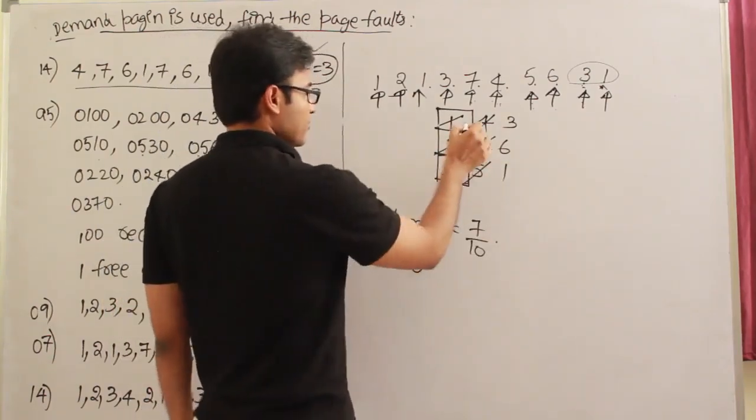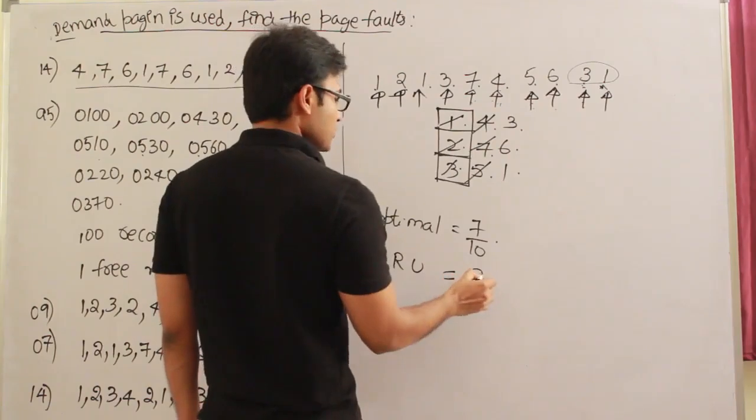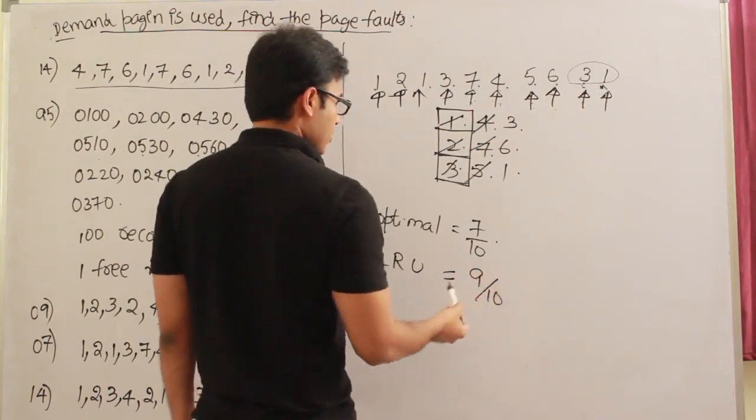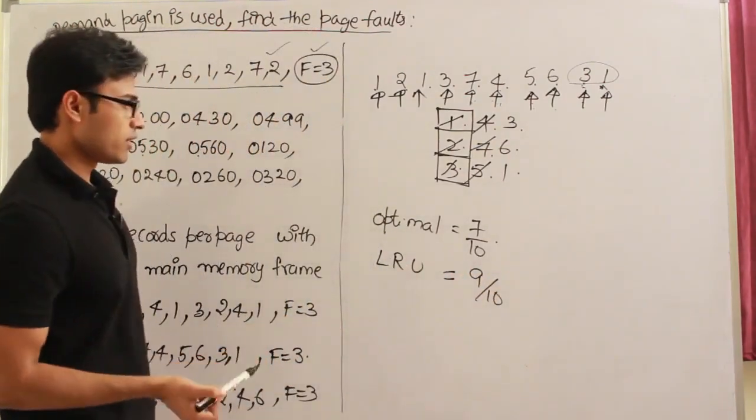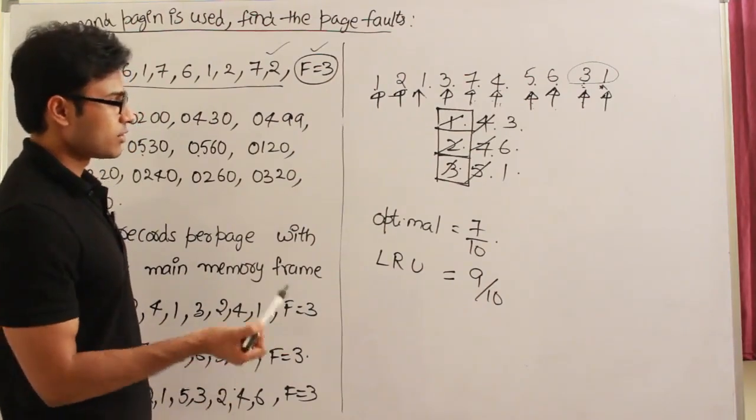So if you look at this, 1, 2, 3, 4, 5, 6, 7, 8, 9. So LRU is producing 9 misses out of 10. Therefore the page fault rate is 9 out of 10. So anyway 7 has to be there, and it is even producing 2.